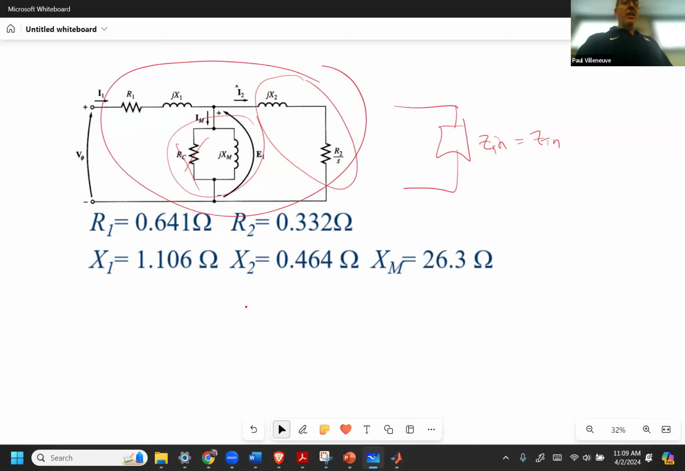The only other thing we need is V phase. What is V phase on this particular application?